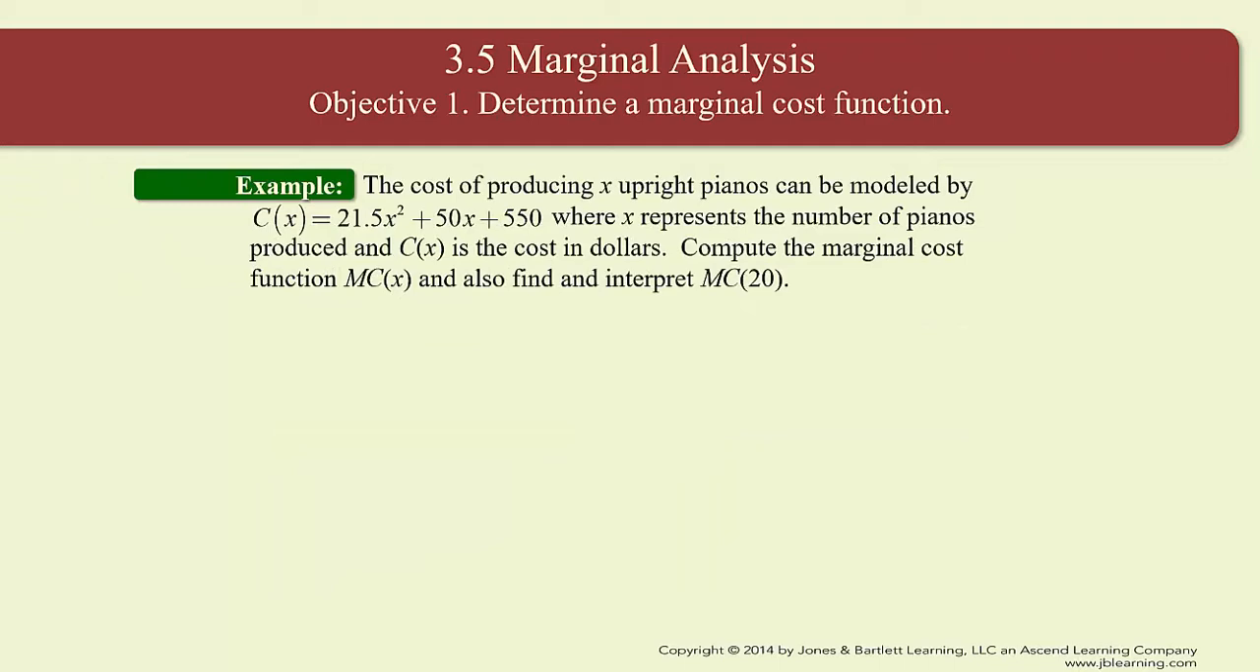So the best thing we could do right now is just jump into an example. Please write all this down. The cost of producing x upright pianos is modeled by that cost function. x represents the number of pianos produced, and C of x is the cost in dollars. So we're going to head off to the chalkboard. The first thing I'm going to do is determine the marginal cost function, which isn't bad, it's just the derivative of the cost function. And then we're going to find and interpret marginal cost at 20. So let's head off to the chalkboard and work through this one.